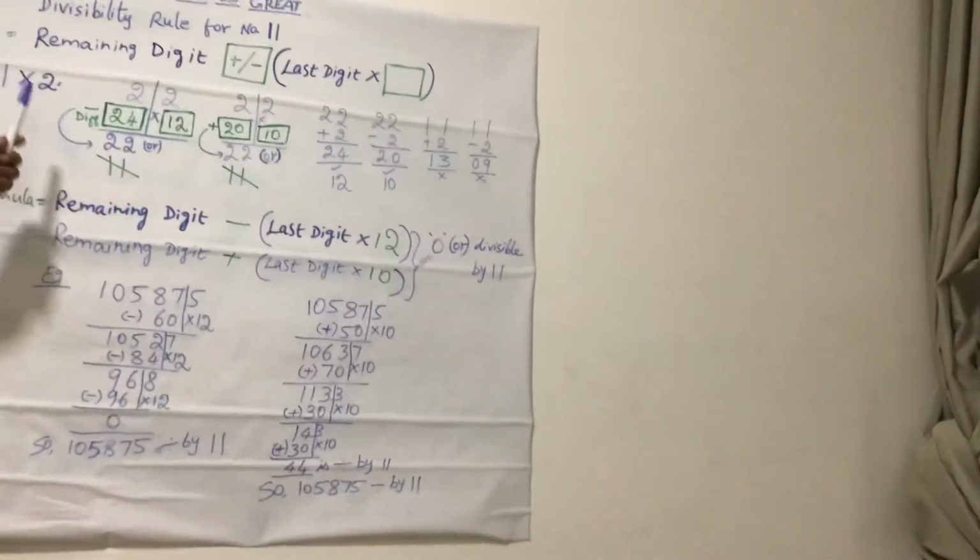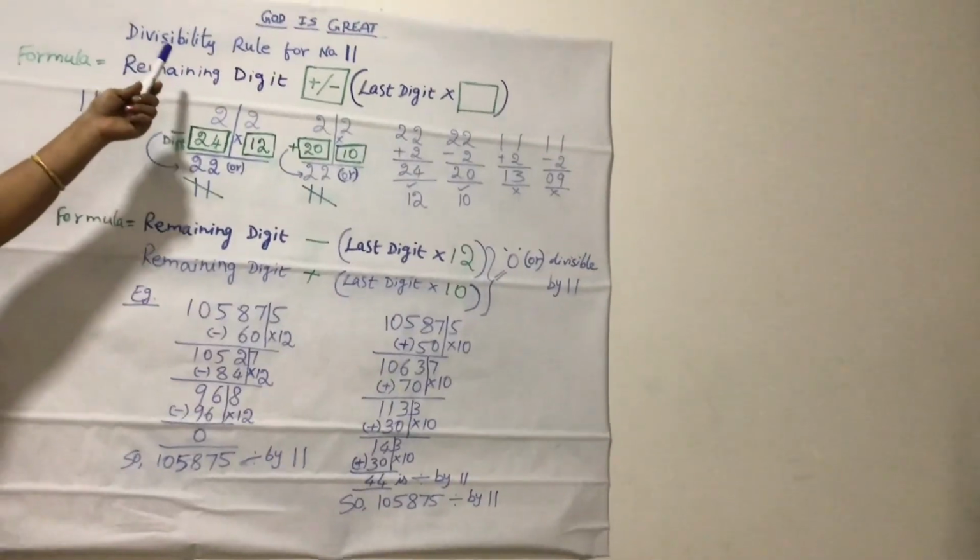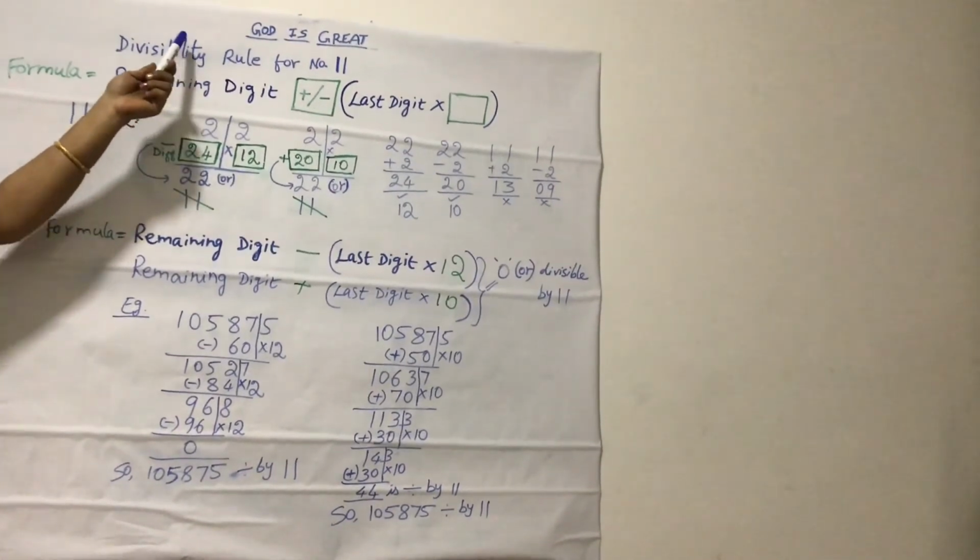So by this technique we have identified two formulas for the divisibility rule for number 11.